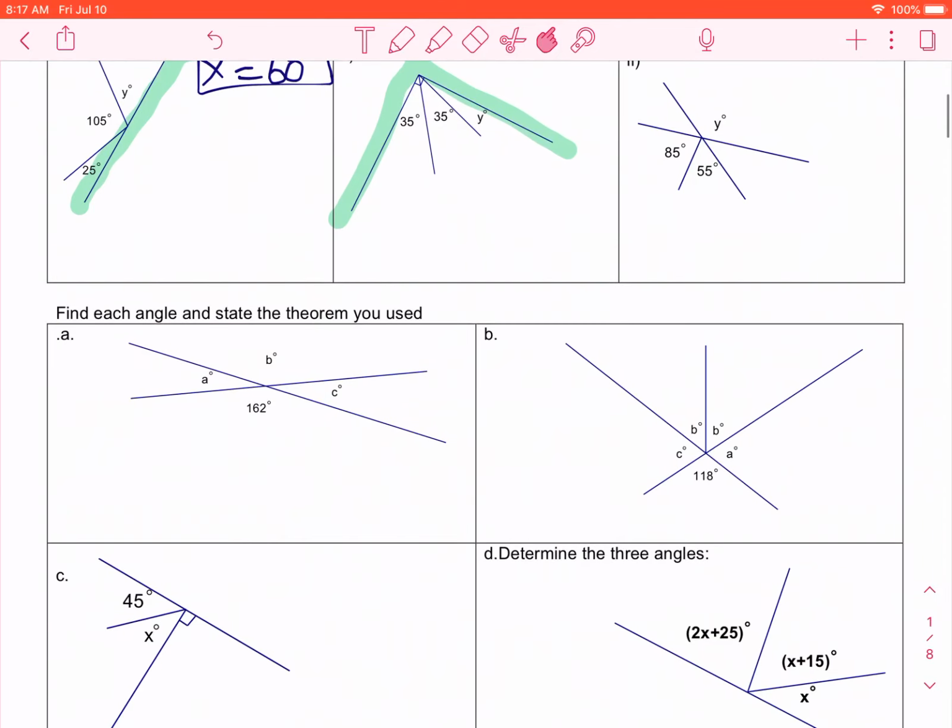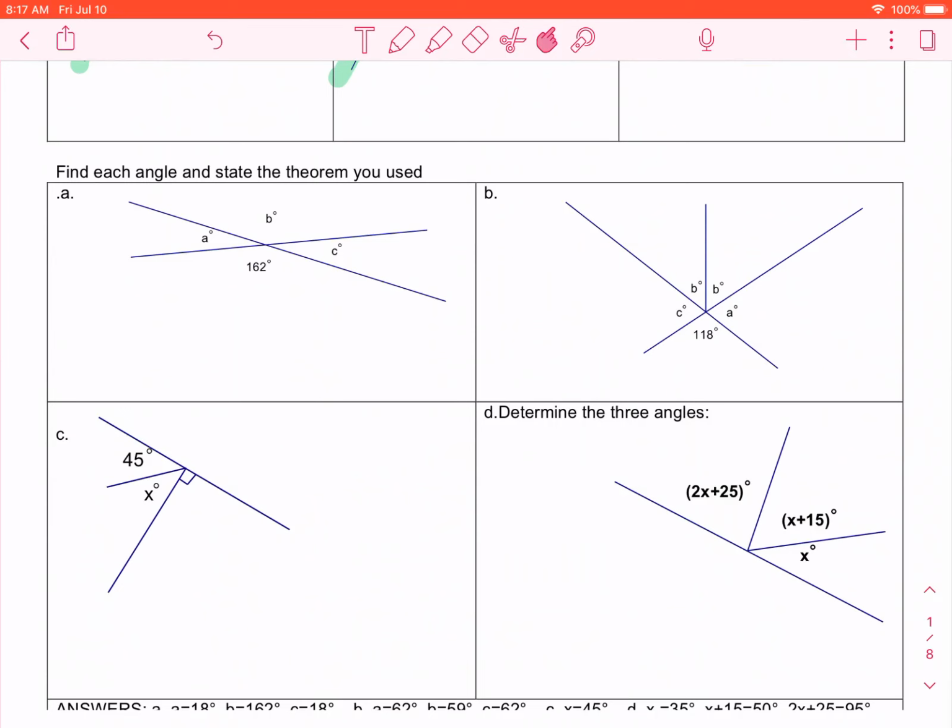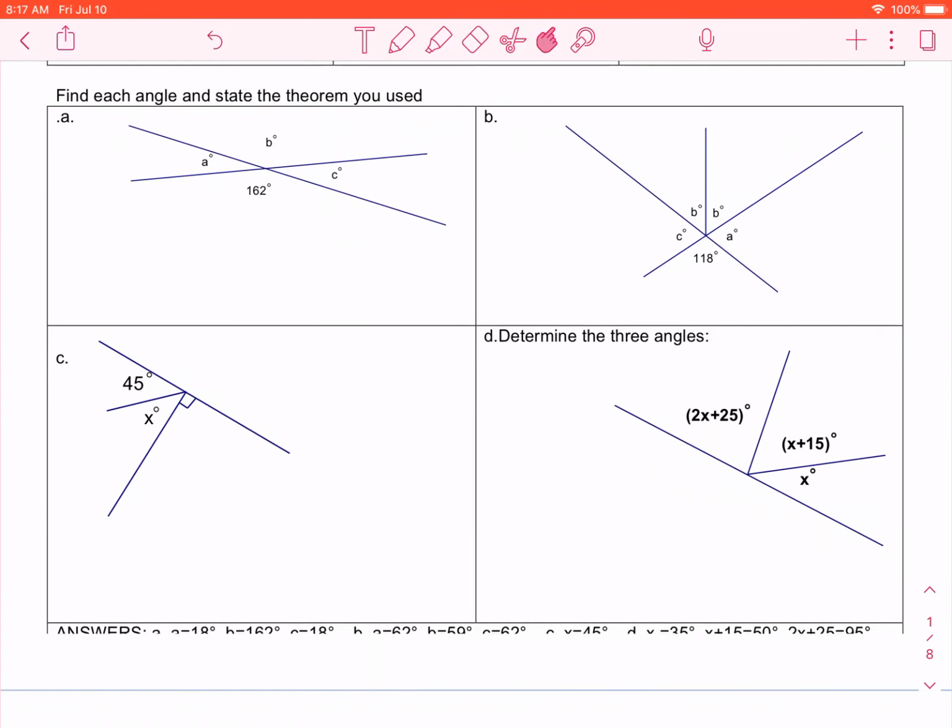So I'll get you to do some of these. I'm just trying to see which one looks a little tricky. I think we could probably go over the algebra one. That one looks a little tricky.